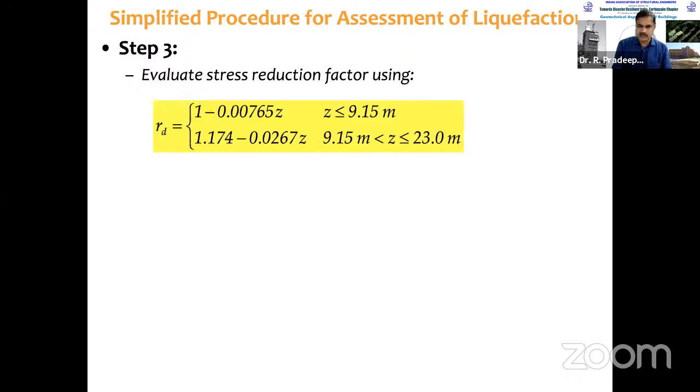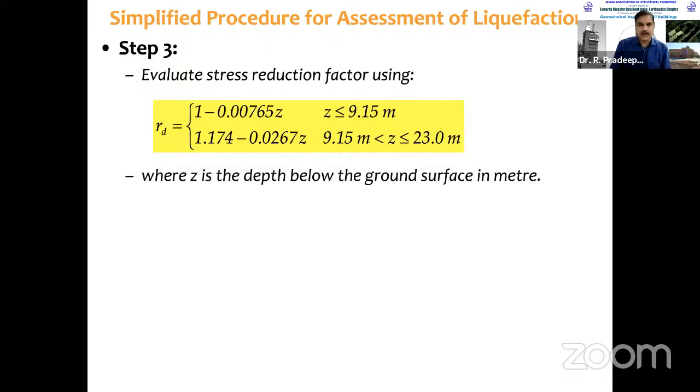But the code is giving one formula for how to reduce this. So Z less than or equal to 9.15, some value is there. From 9.15 to 23, another value is there. This procedure is actually adopted from Seed and Idriss's work. From 23 onwards up to 30 there is another equation, and below 30 it is a fixed value of 0.5.